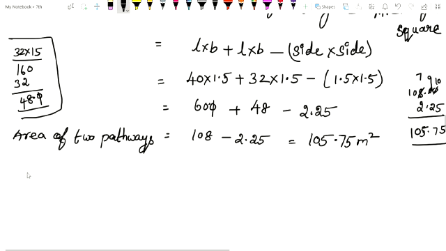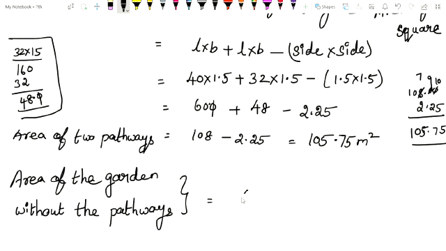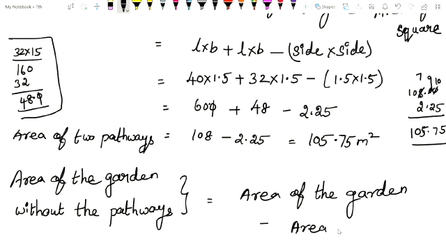So, area of the garden without the pathways equal to area of the garden minus area of two pathways. Okay, see children, area of the garden, what is the answer?